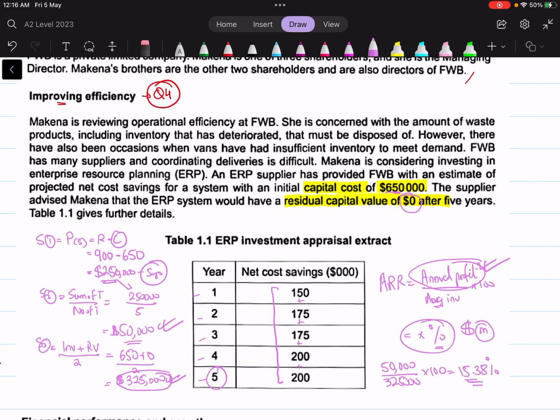I'm going to talk about ARR and investment appraisal in detail as well, but let's dissect the case information in the best manner possible. So we have this question. It says, Makina is reviewing operational efficiency at FWB. She is concerned with the amount of waste products, including inventory, that has deteriorated, that must be disposed of. However, there have also been occasions when vans have had insufficient inventory to meet demand.